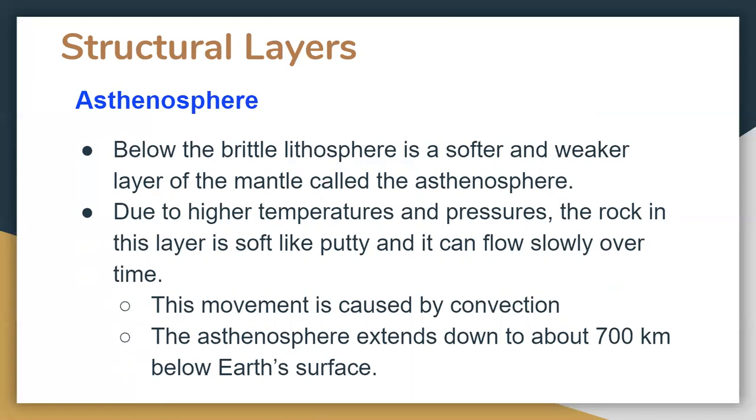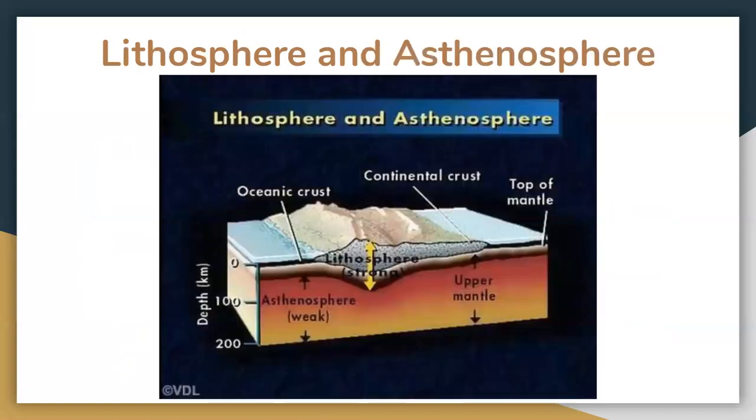The movement of this material in the asthenosphere is caused by convection, where the hotter materials down lower become less dense and rise, and the cooler materials near the top become more dense because of their cooler temperature, and that causes them to sink, and it creates these big circular currents within the asthenosphere. And it extends down to a depth of about 700 kilometers below Earth's surface.